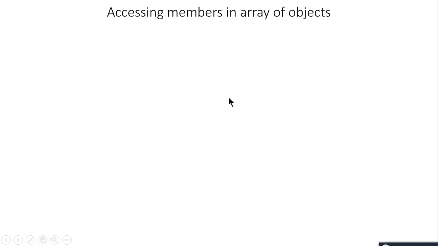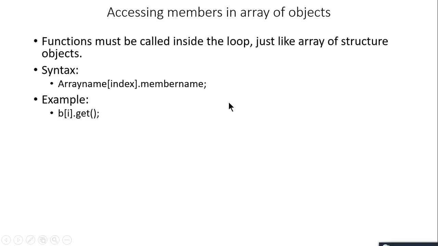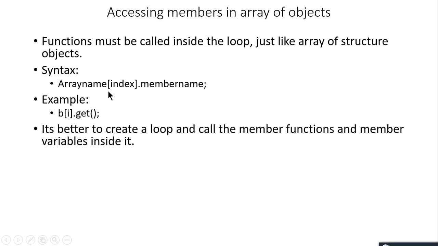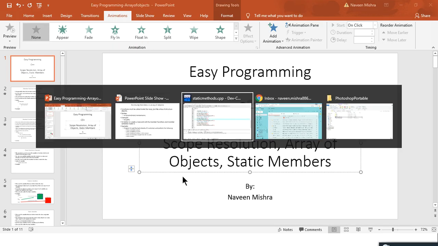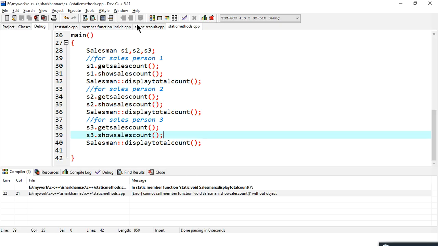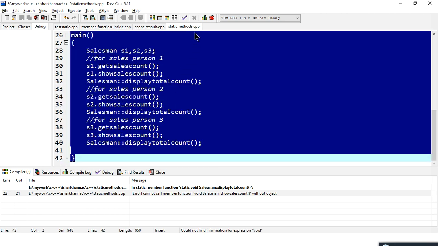Accessing members in the array of objects: simply the dot operator can be used. Just you have to pass the index as well, that is, which index array object you are referring to. And it's better to create a loop for the array of objects methods, as you don't want to write this line again and again for 100 objects. I will write this program for you guys. In this program I will read the bank details for 3 or more customers and will display this menu for every object. So let me write the program for you guys, and again I'll save my time.